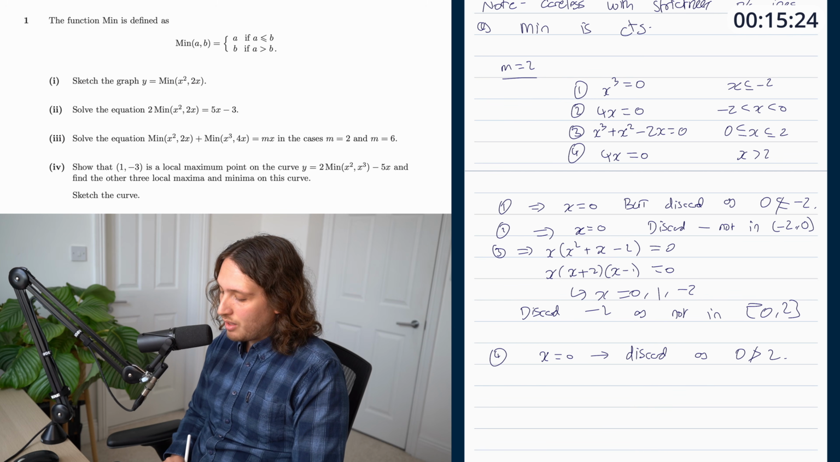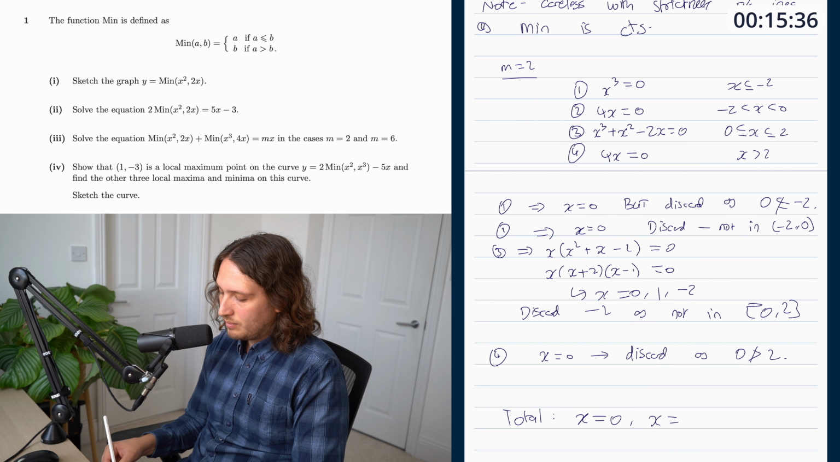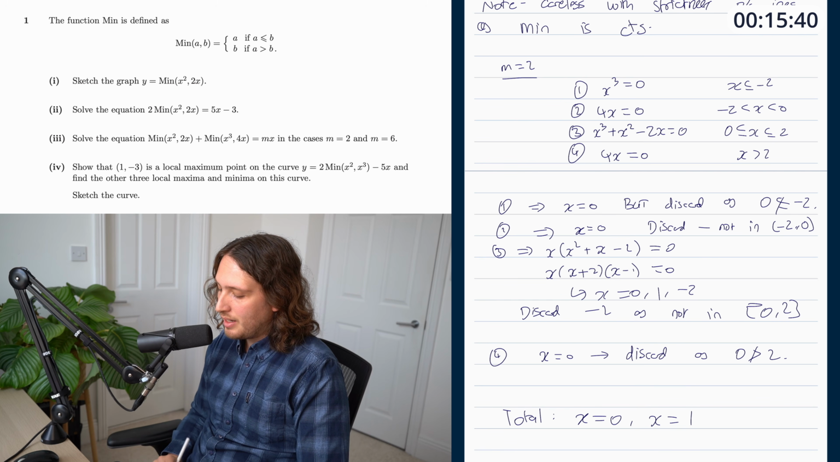Okay, so what have I got overall? For case 1, I got nothing that I didn't discard. For case 2, I got nothing that I didn't discard. For case 3, I got 0 and 1. And then I got nothing else for case 4. So it looks like the only solutions we find are 0 and 1.